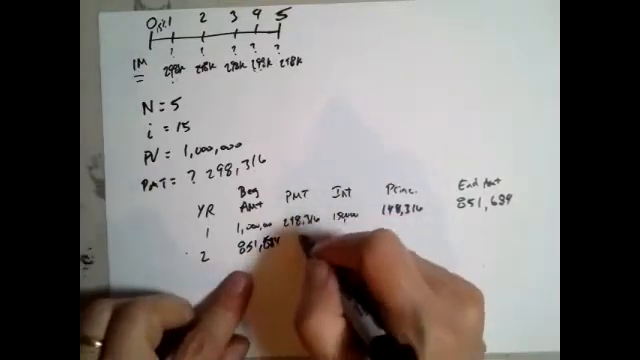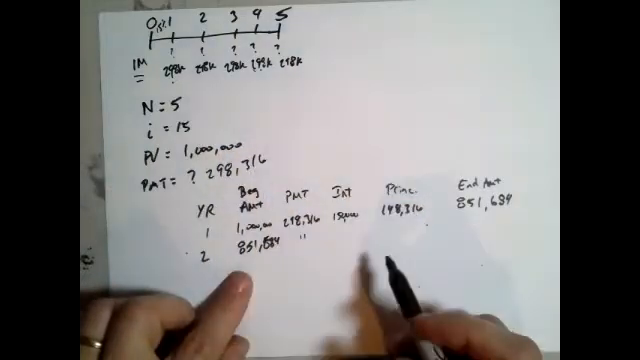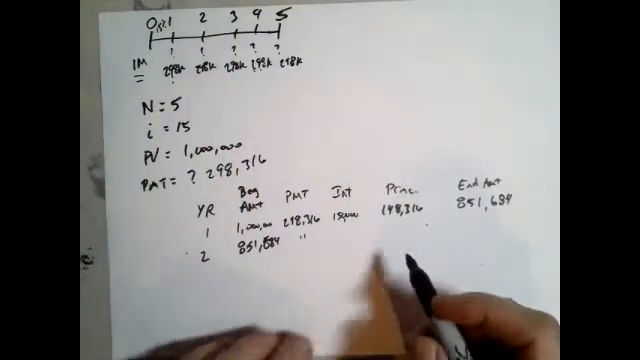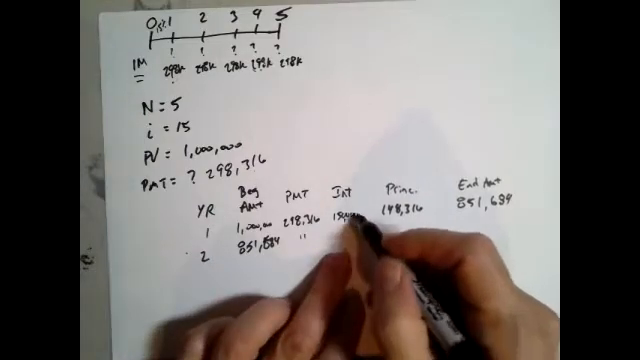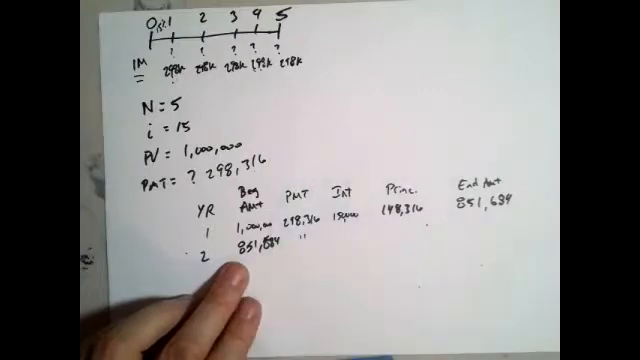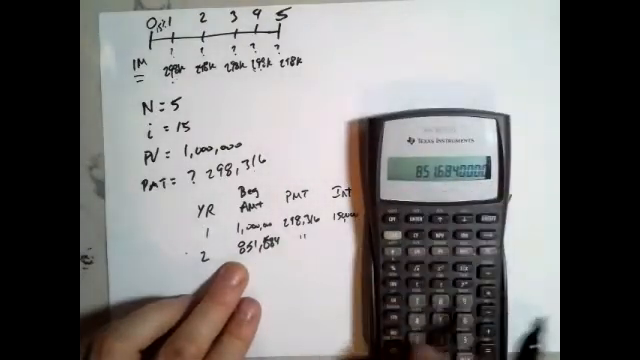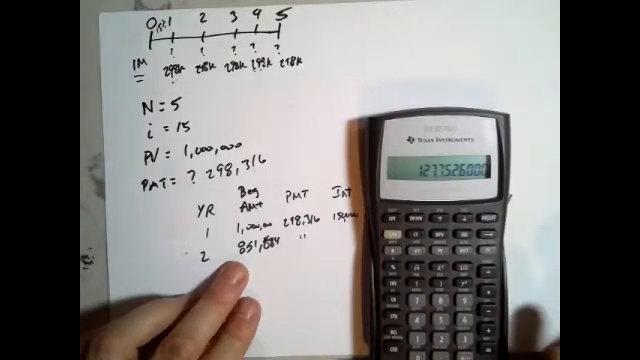Our payment is still 298,316. It never changes, right? It's always the same. That makes it easier for me. I don't have to write it again. Okay, this time the interest isn't going to be 150,000. It's going to be 15% of 851,684, which I can't do in my head. And that's 127,526.